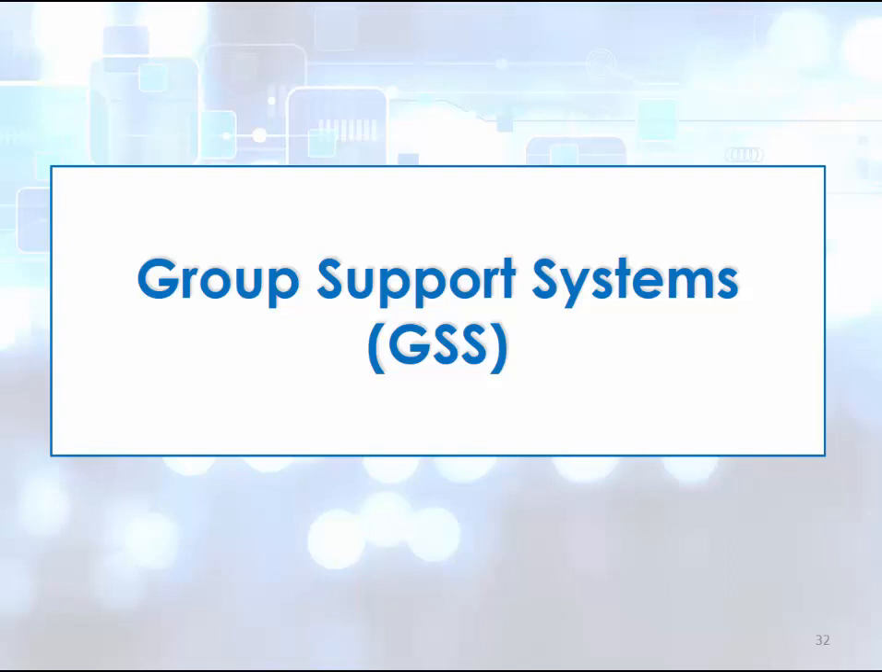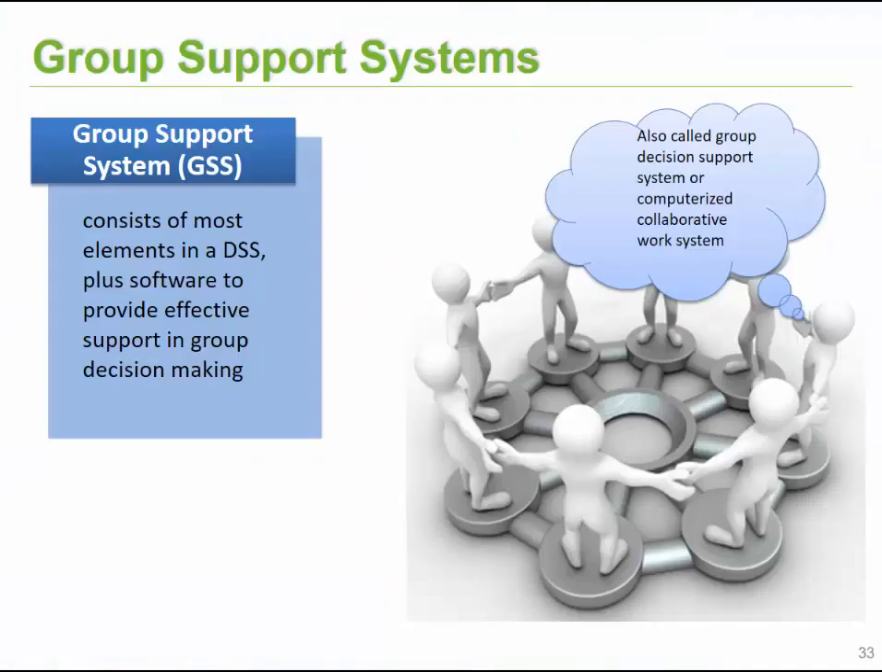Group support systems can be classified as a subunit or division of decision support systems. But the aim here is, instead of assisting the individual, we're now going to focus on group collaborations. Now, what is a group support system? It contains most of the elements that we typically find in a DSS system that will aid groups in making decisions. Group support systems can also be called computerized collaborative work systems.